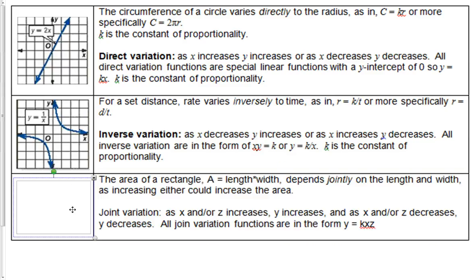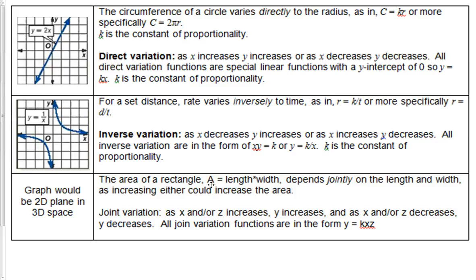Finally, joint variation. We're not going to actually graph this because the graph would be a 2D plane in 3D space, which would be hard to imagine at the moment. So we're just going to do this through example. It's just a direct variation with more than one variable. So as x or z increases, y increases, and as x or z decreases, y decreases. The function itself is written as y equals k times x times z. Best understood through example here.